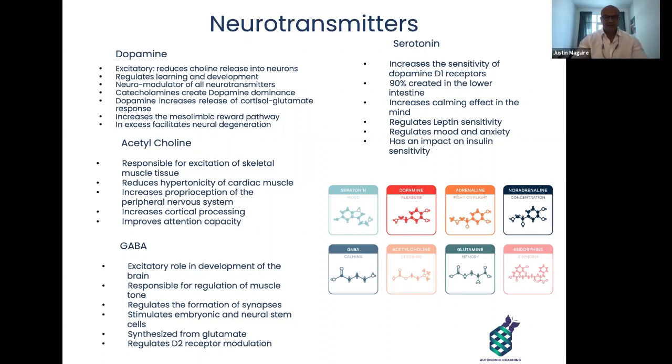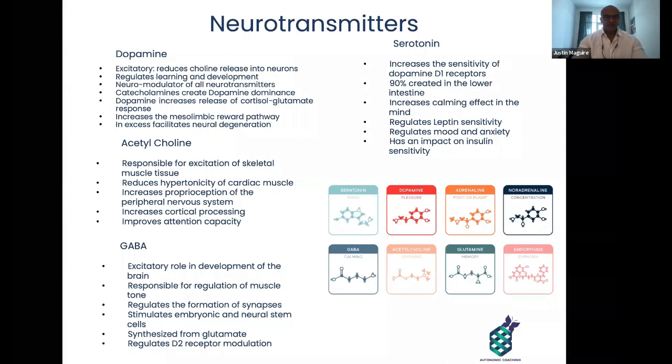And excess facilitates neural degeneration. So the same neurotransmitter that can help you to move better or to learn how to lift heavier weights or learn how to retain information about medicine can also create neural degeneration to those exact pathways that you facilitated new stimuli through.